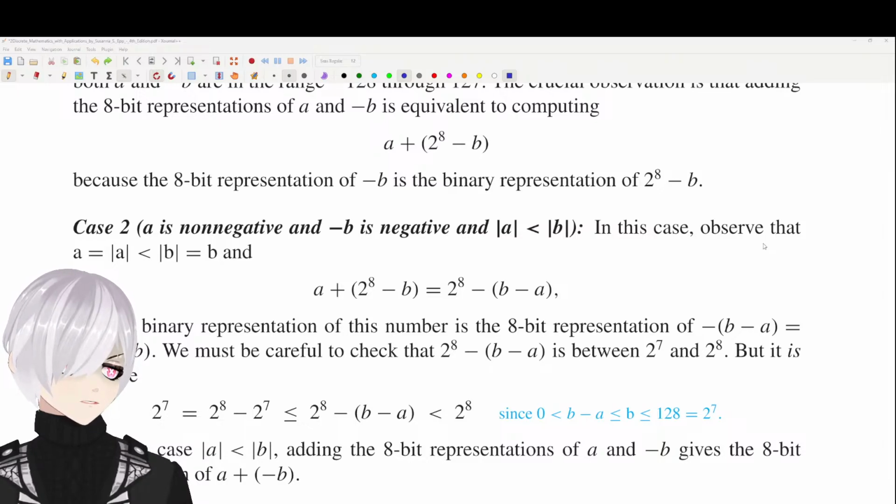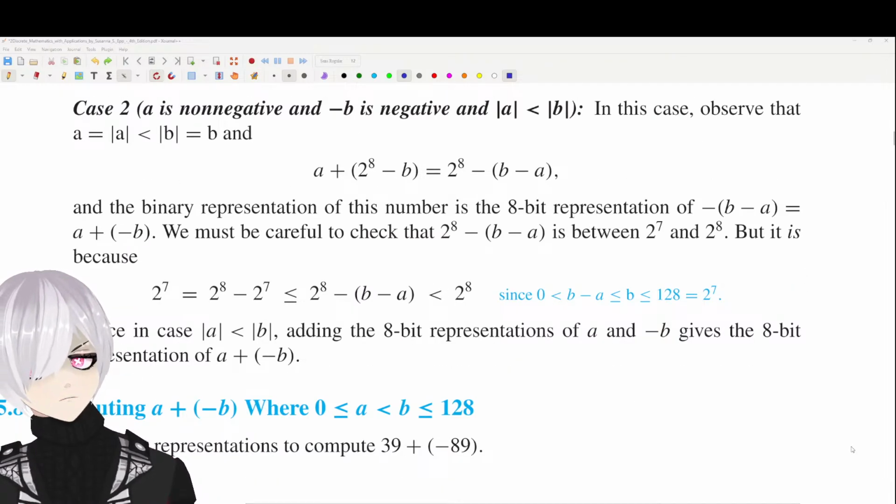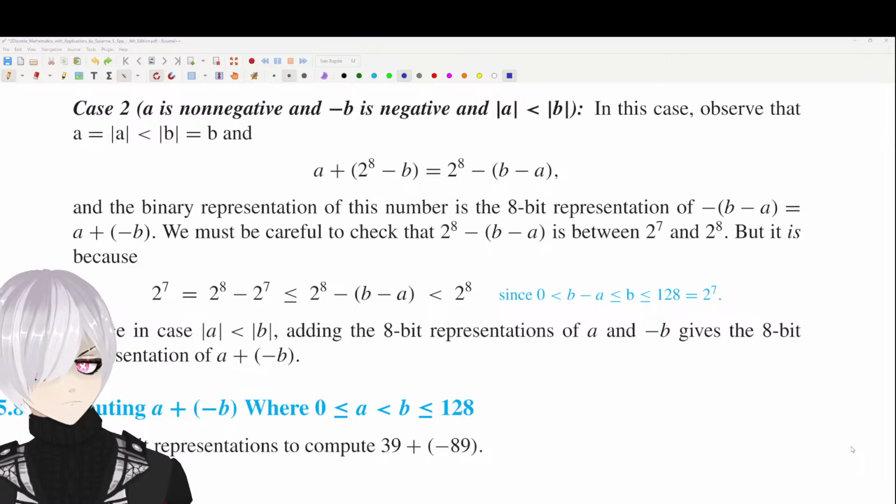And we know that the result here is a plus 2 to the 8th minus b, which is 2 to the 8th minus b minus a. And that's a negative number, so the binary representation of this number is the 8-bit representation of. Oh yeah, because this is the 2's complement of b minus a, which means that it's the representation of negative b minus a by definition. Right.